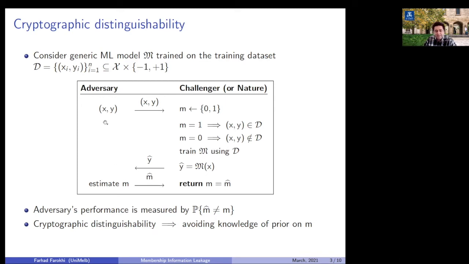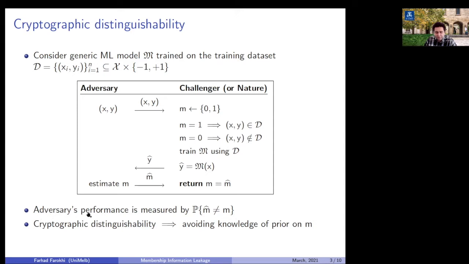Then based on this information, X, Y, and Y hat, the adversary wants to estimate M, the flip of the coin, heads or tails. The success of it is determined by the challenger. So the adversary's performance is given by this probability of not being successful. If this probability is very small, then the adversary is very good at its membership inference attack. If the probability is very large, then it wouldn't be that good.